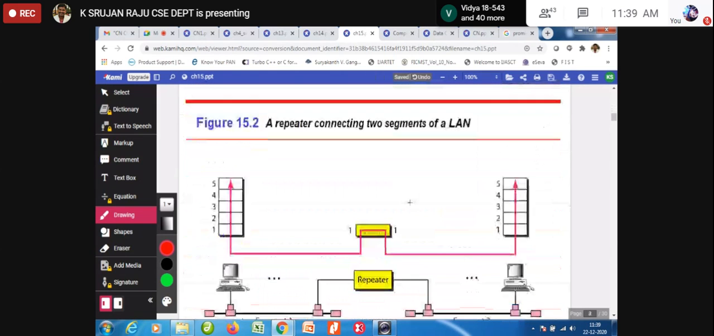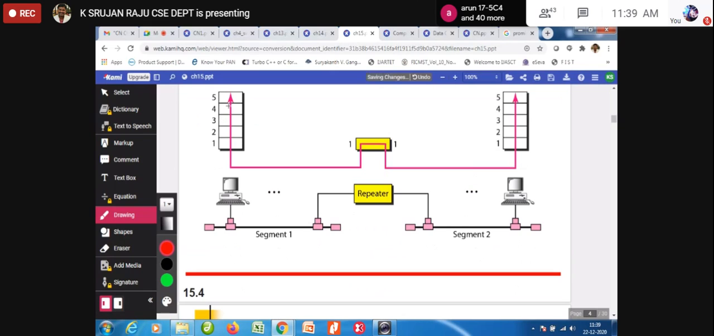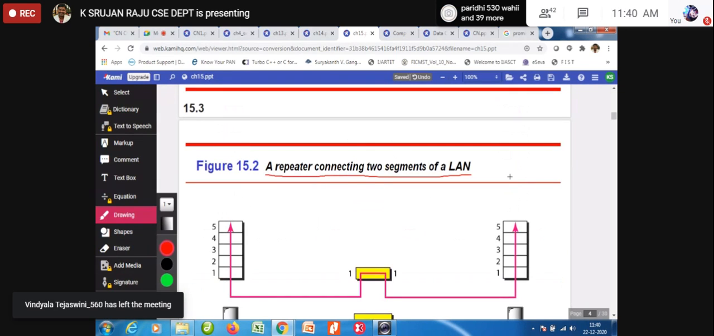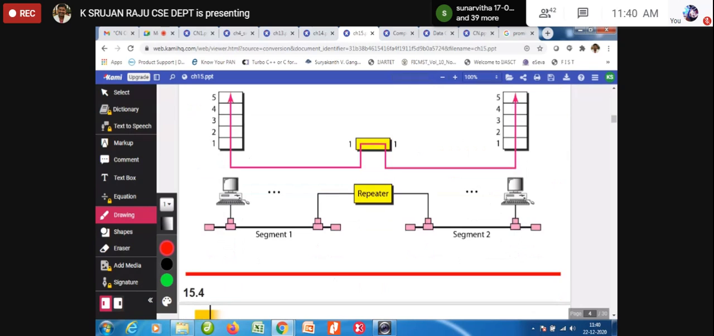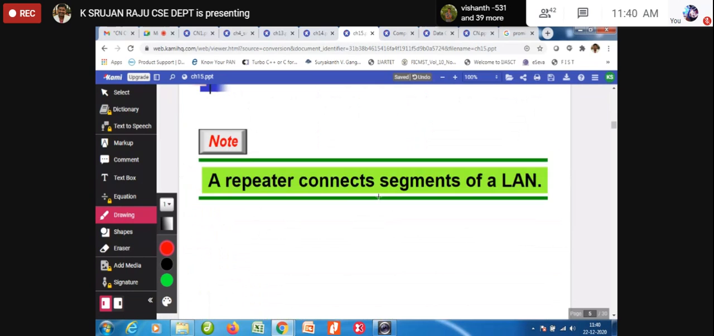Now, what is a repeater? A repeater connects 2 segments of a LAN. This is one segment, segment 1, it is coming over here, and this is the repeater, and then segment 1 and segment 2 are connected. So a repeater connects 2 segments of a LAN, in the same LAN. This is the repeater, how we are going to do that.